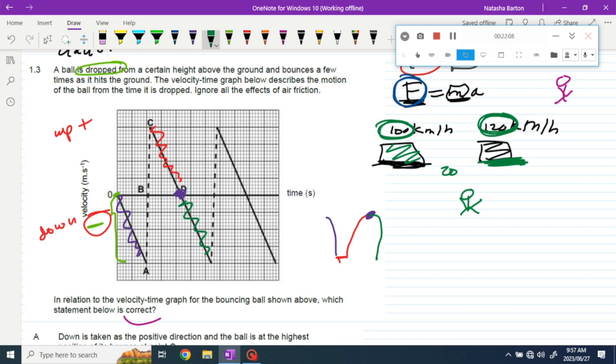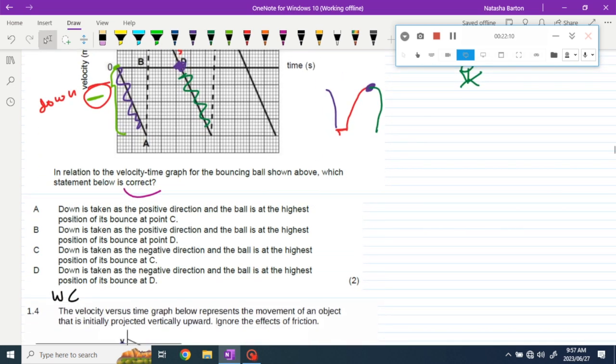This here is the corresponding position-time graph. So the correct answer is down is taken as negative, and the maximum height, the highest point, is point D. So D is correct. You guys agree with me?